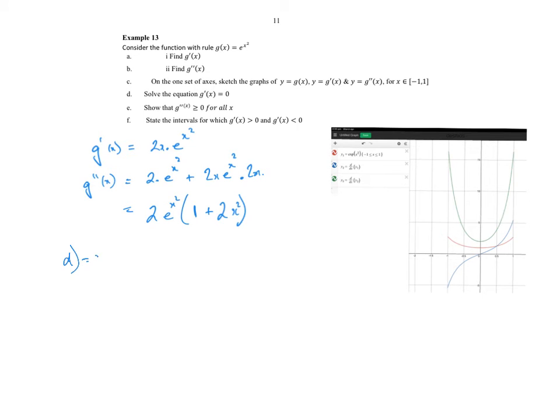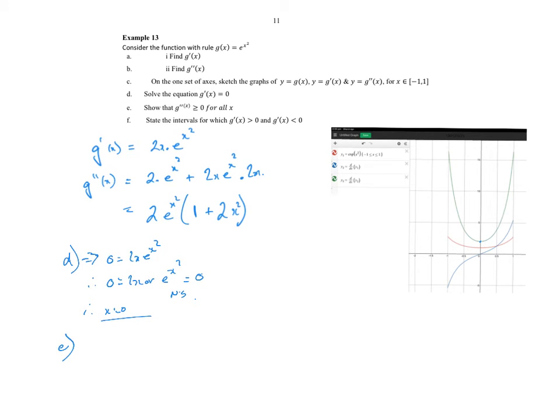We need 0 is equal to 2xe to the x squared. So null factor law, 0 is equal to 2x or e to the x squared is equal to 0. So there's no solutions for that. Therefore, x equal to 0 is the only place where g dash of x is equal to 0, which is our minimum there on the axis.